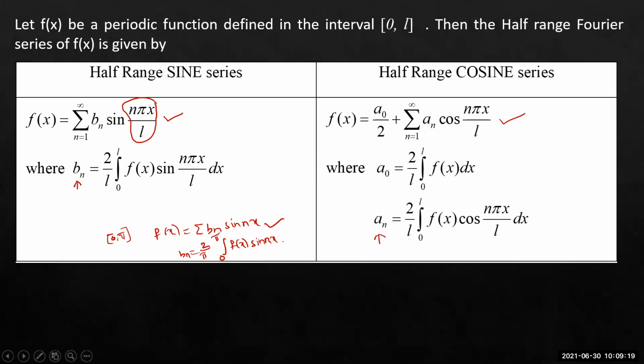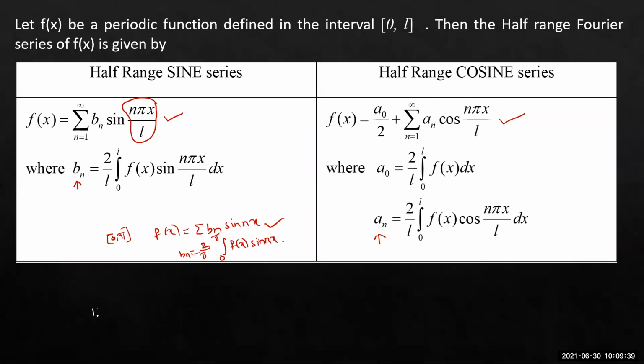Then similarly, we can calculate a_n by this particular formula. Very similar things as we discussed yesterday. This is simply in the half range, in the half interval. I just want to mention one point here. Somehow you can remember this formula, but the most important thing here is, you may be given a question like this.